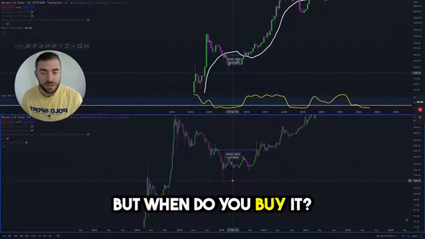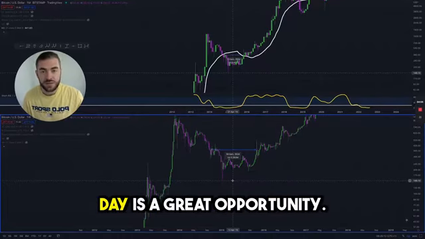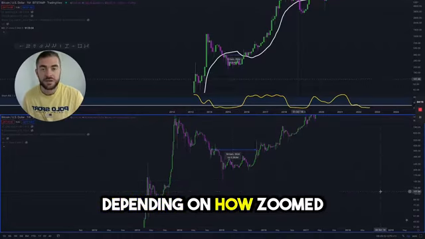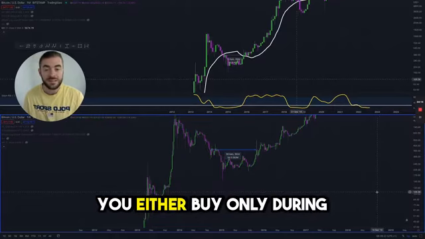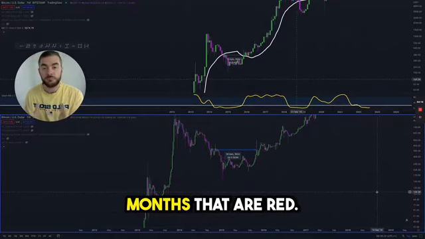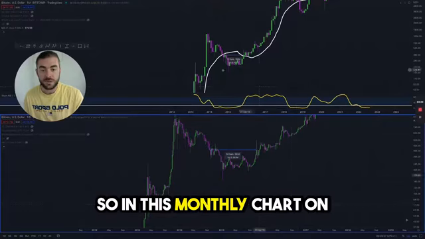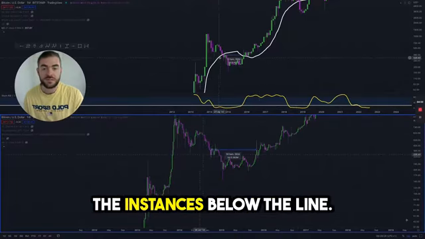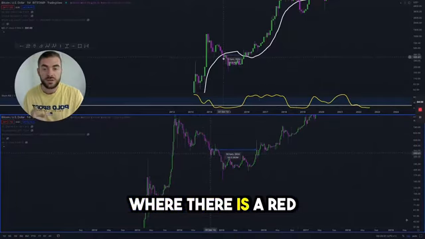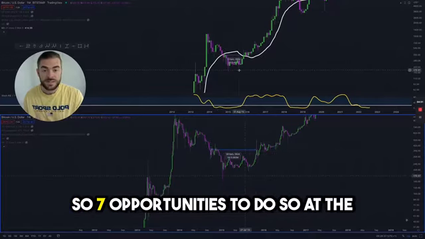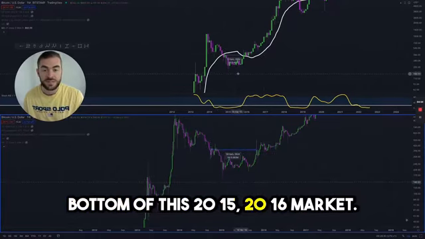But when do you buy? Because you don't just buy every day, because not every day is a great opportunity. Depending on how zoomed out you like to be, you either buy only during months that are red. So on this monthly chart on the top, you only buy on the instances below the line where there is a red candle below the line. So 7 opportunities to do so at the bottom of this 2015-2016 market.